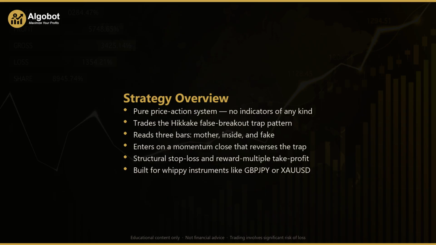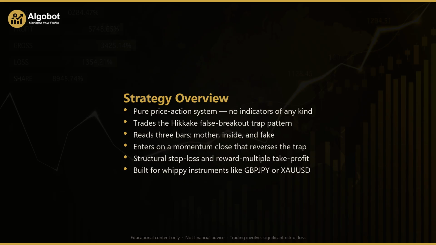So what exactly is the Hikkake Trap Reversal strategy, and who is it built for? At its core, this is a pure price action and candle pattern system. It deliberately uses no indicators of any kind. There are no moving averages, no relative strength index, no average true range, nothing at all. Instead, it reads the raw structure of the candles themselves to find a very specific and well-known pattern called the Hikkake.